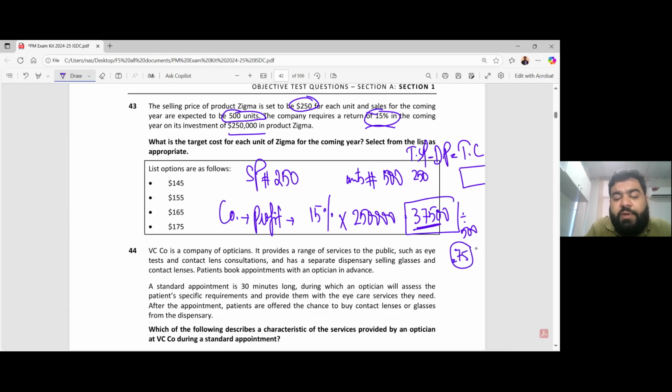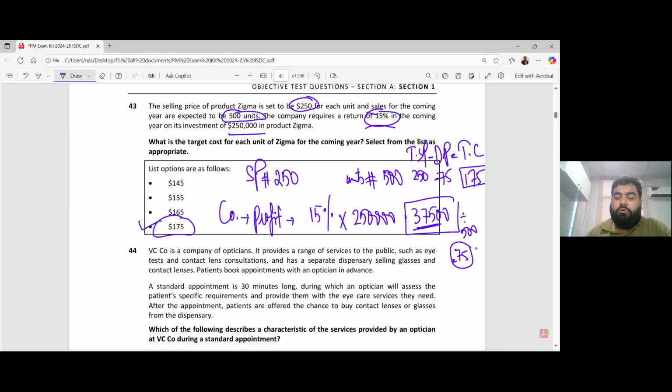75 is the desired profit of the company, the profit the company wants to make. 250 minus 75 is 175. Target cost is 175. D is the answer. How?